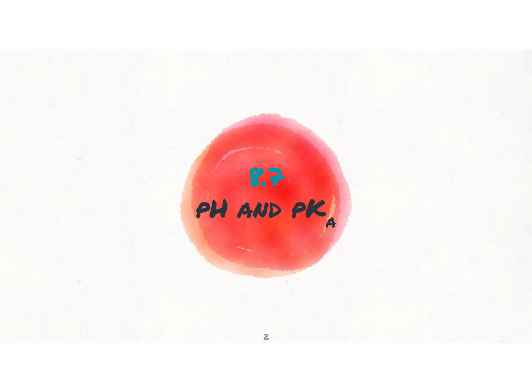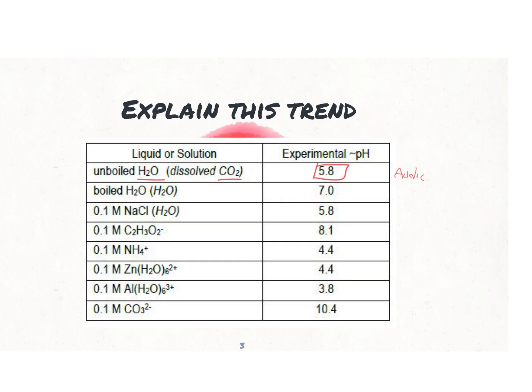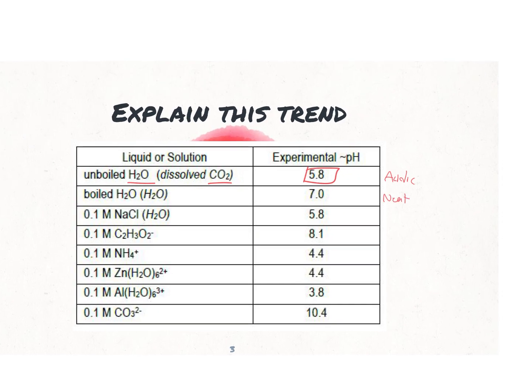Hi everyone, today we're going to talk about topic 8.7, pH and pKa of salts. To get started, I want us to look at this trend and think about a way we can explain it. We have unboiled water that has some CO2 in it. Its pH is less than 7, so it's kind of acidic. If you have boiled water, which is just water, it's neutral, of course, because there's nothing else in it.